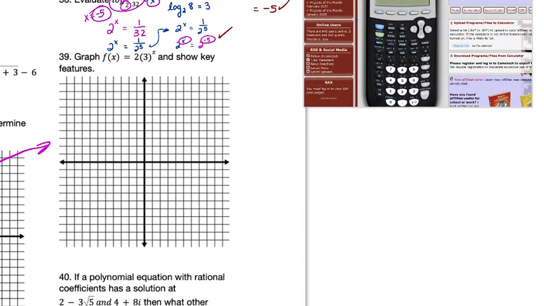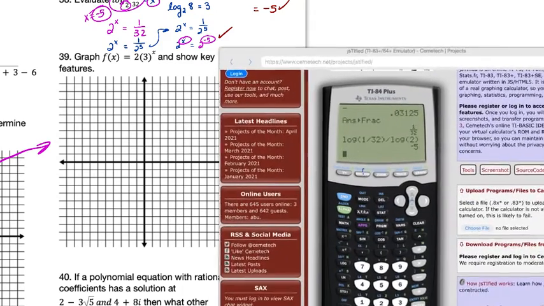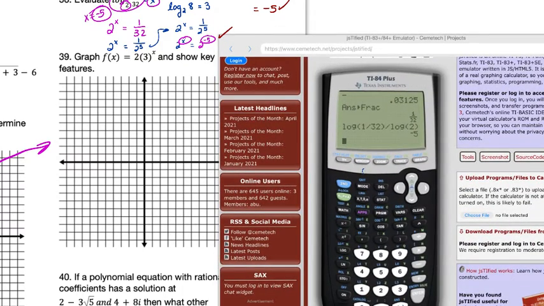39, let's graph this thing and let's show some key features here. So I got my calculator. I'm going to go to y equals. Clear that out, clear this one out. And I'm just going to type in 2 parentheses 3 parentheses to the x. And guess what? It's going to be a growth function because it's y equals a times b to the x. We just talked about that one. I'll zoom 6 it. We'll see that growth happen. Okay, I'm going to zoom in here a little bit.